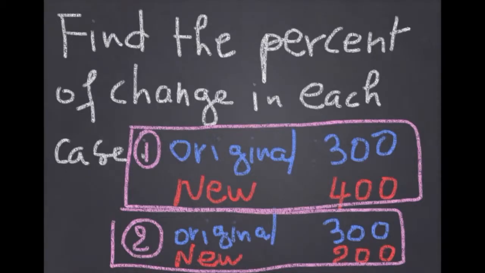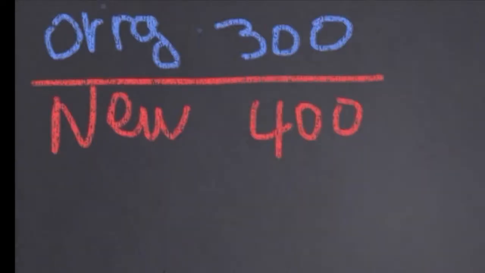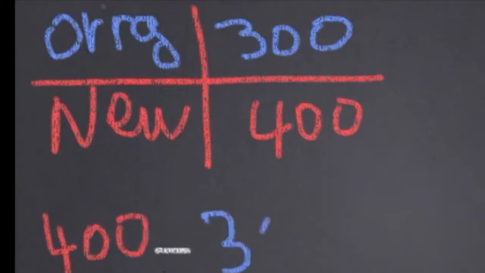Find the percentage that changes the original value to the new value given in each case. Let's start with the first case. The original was 300, the new is 400. We need to find how much is the change. For this, we have to calculate the difference between the new and the original. In this case, 400 minus 300, which is 100, and that's an increase.